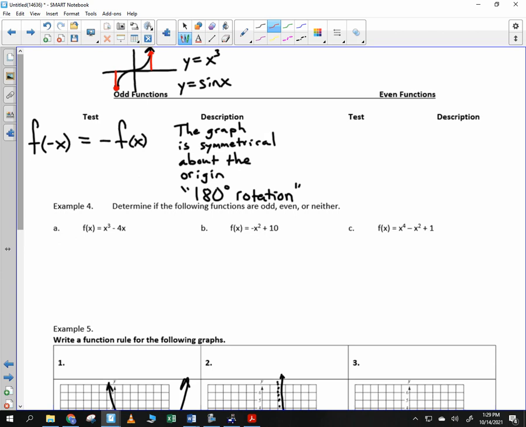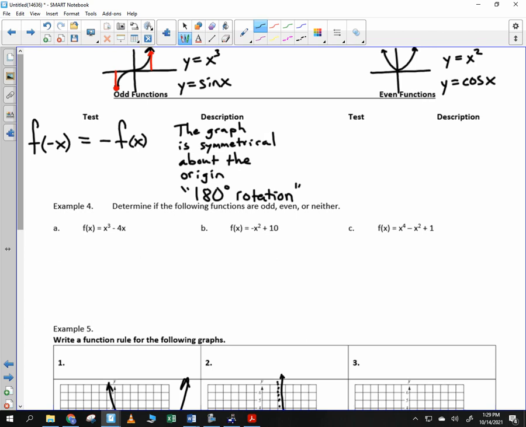But an even function, anybody think they could give me an example of an even function? Yeah, a parabola is a classic example of an even function. Y is equal to x squared. As you notice, the degree of the equation is even. There's other functions that are also even, such as y is equal to cosine of x. That would be an even function.